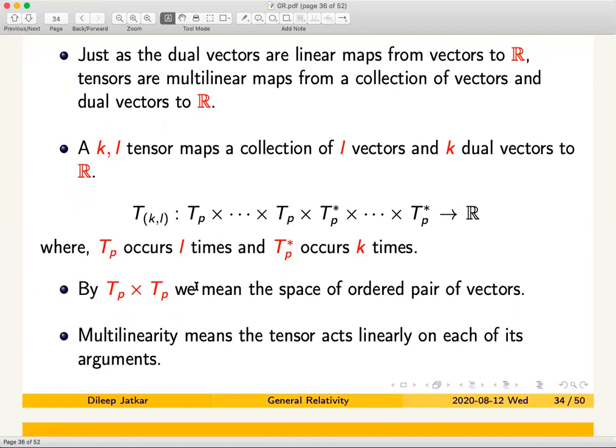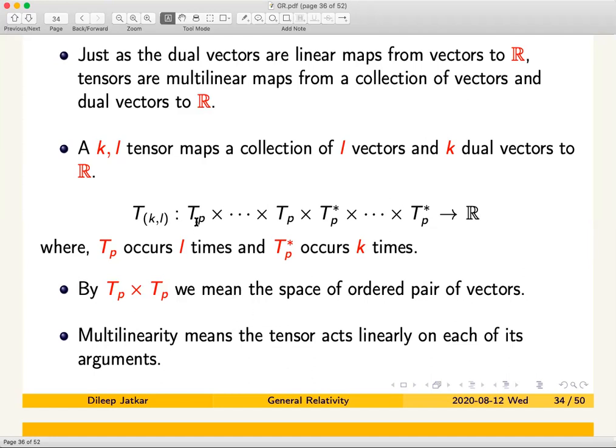Okay, and this choice is important because the action of the tensor is defined in an appropriate fashion. We will do it in a moment. Now we said that the tensors are multilinear maps. So I should define what multilinear means. By multilinear, I mean that the tensor acts linearly on each of its arguments.